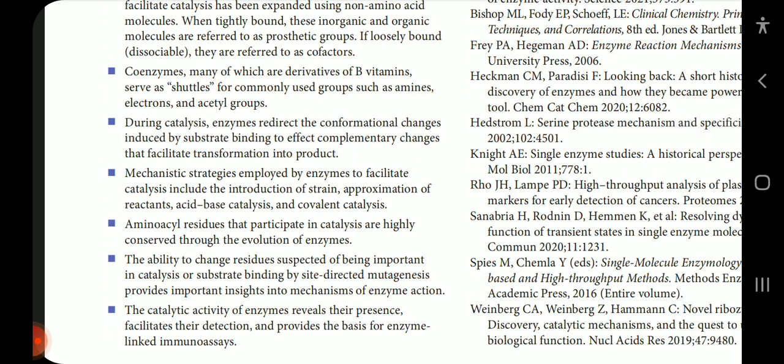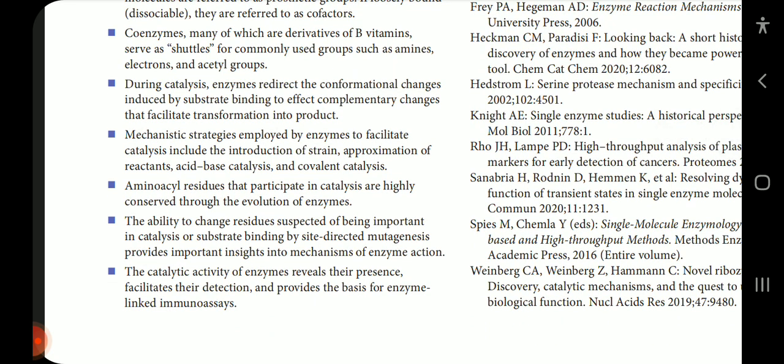Coenzymes, many of which are derivatives of B vitamins, serve as shuttles for commonly used groups such as amines, electrons, and acetyl groups. During catalysis, enzymes redirect the conformational changes induced by substrate binding to effect complementary changes that facilitate transformation into product. Mechanistic strategies employed by enzymes to facilitate catalysis include the introduction of strain, approximation of reactants, acid-base catalysis, and covalent catalysis. Amino acid residues that participate in catalysis are highly conserved through the evolution of enzymes. The ability to change residues suspected of being important in catalysis or substrate binding by site-directed mutagenesis provides important insights into the mechanism of enzyme action.